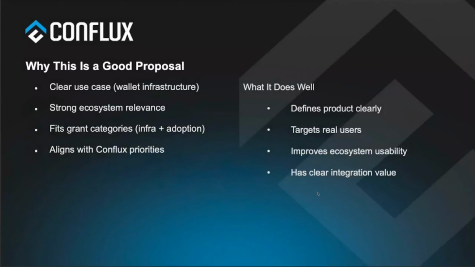And why is this a good proposal? Because they have a clear use case and strong ecosystem relevance. It fits grant categories, as I mentioned, and aligns with the Conflux priorities. What it does well: it defines the product clearly. I can go through it in 2 minutes and I understand everything. It's super simple. It's clear, has real users in the targets, and improves the ecosystem itself. So it has a clear integration value.